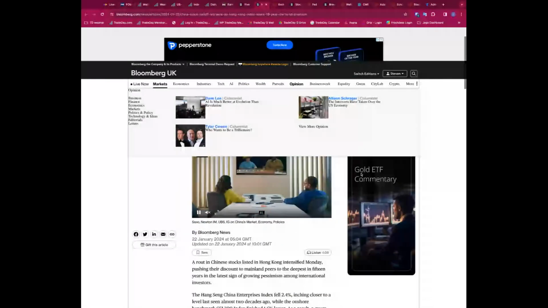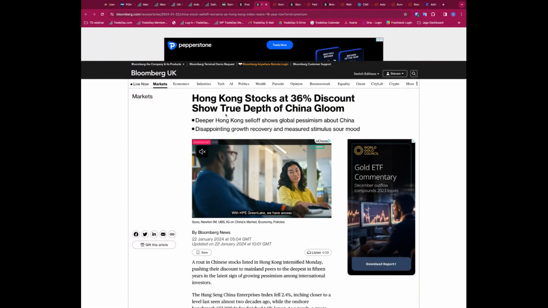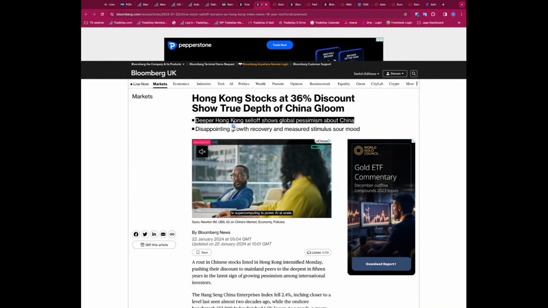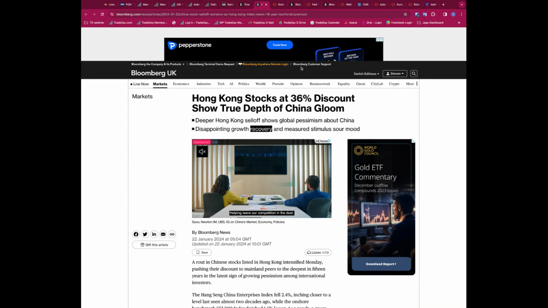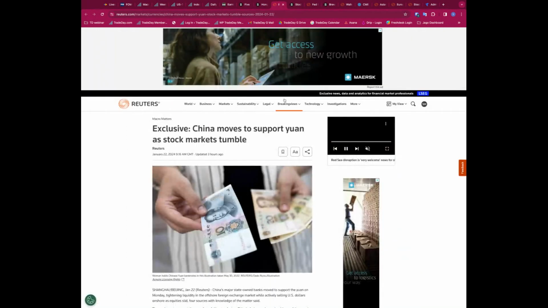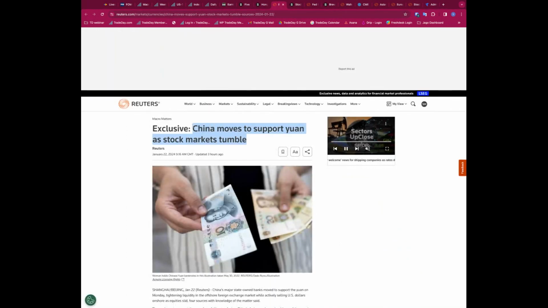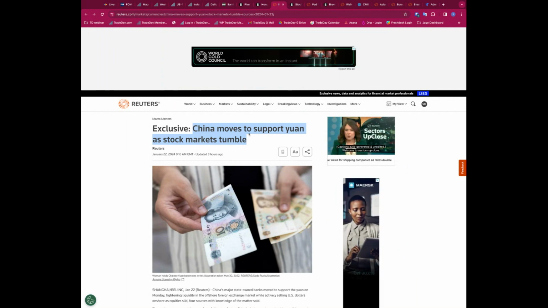Hong Kong stocks at a 36% discount shows the true depth of China's woes. The deeper Hong Kong discount shows global pessimism about China: disappointing growth recovery and measured stimulus sours. So the stimulus is not coming through from China. China moved to support the yuan as stock markets tumble.